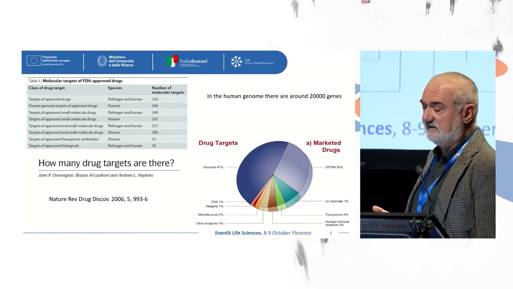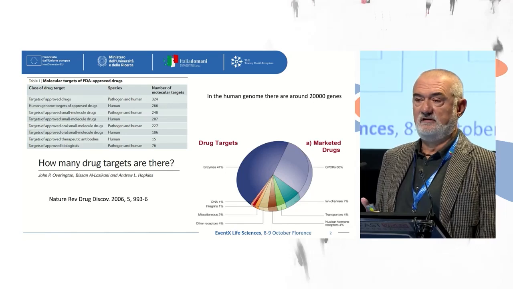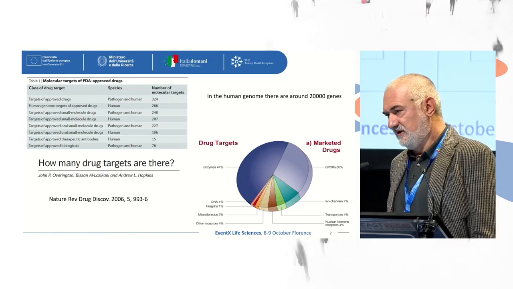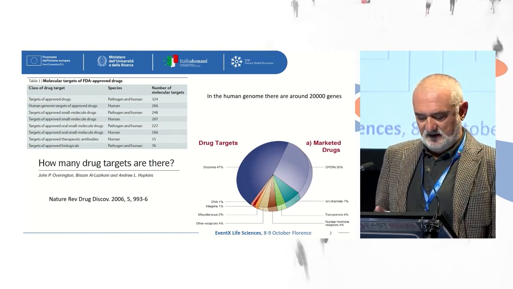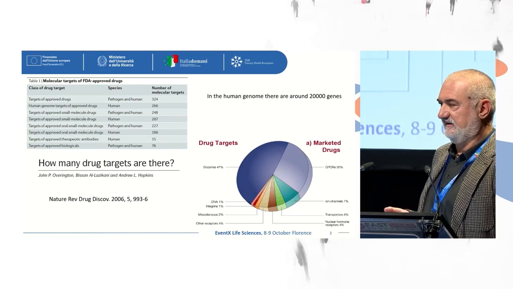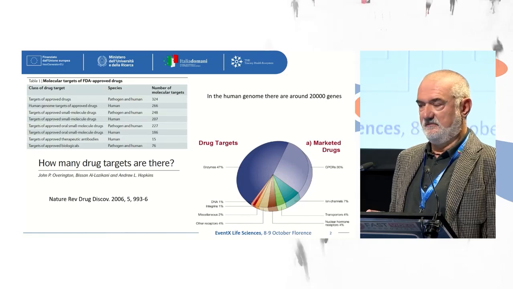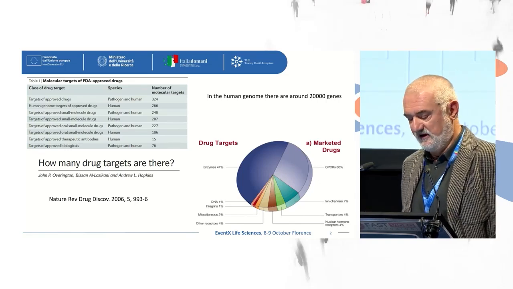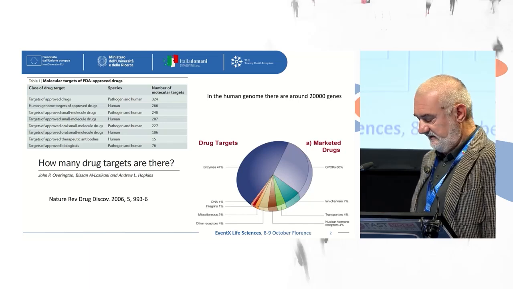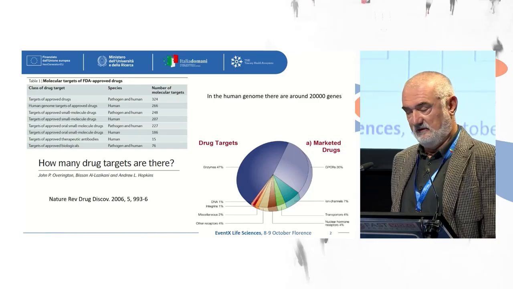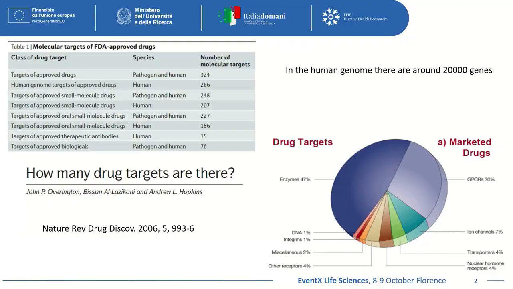In this analysis of 2006, you may see that 324 drug targets were known, which account both for the human genes and the genes of our pathogens. In the 18 years that passed, the situation has not dramatically changed because we have around 400 drug targets. This means that we may have quite a lot of space for innovative drugs. We should also consider that most of the drug targets that are used nowadays are enzymes. Around 50% of them are enzymes, around 30% are G protein coupled receptors, 7% ion channels, and so on and so forth.